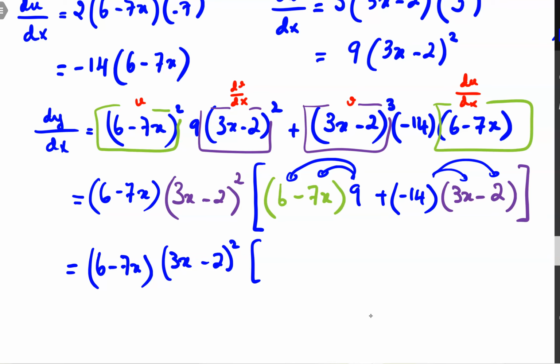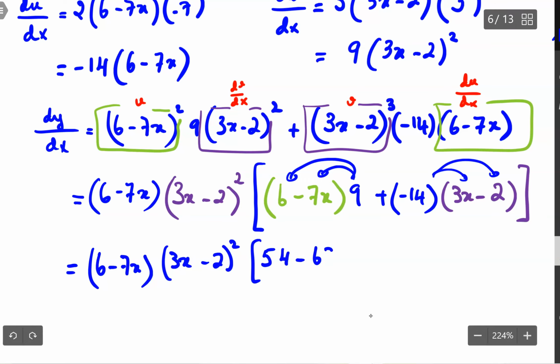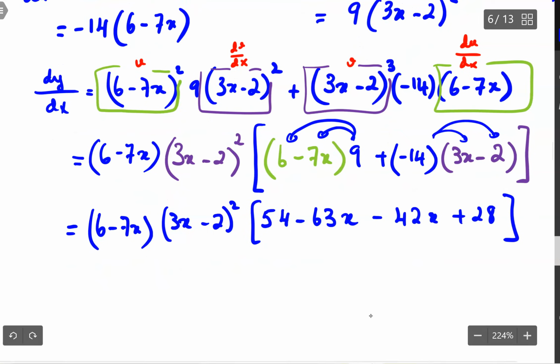Okay, so now in this case, you see I will have 54 minus 63x. I will have negative 42x plus 28. So just a basic expansion. Multiply this 9 into each term in this bracket. So distribute the terms here, distribute the terms here, and then now I can collect the like terms.